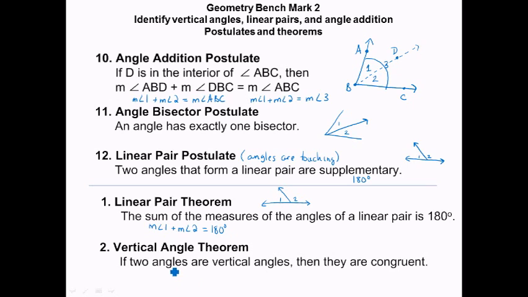The vertical angle theorem says that if two angles are vertical angles, then they are congruent. So when I draw this, and I get these four angles, remember angles 2 and 4 are a vertical pair, and 1 and 3 are a vertical pair. So the measure of angle 1 is equal to the measure of angle 3, or you could say angle 1 is congruent to angle 3.